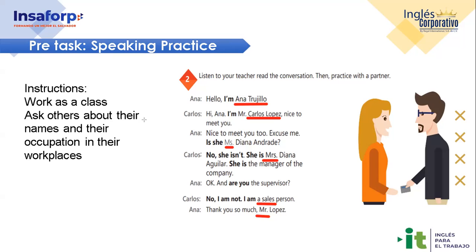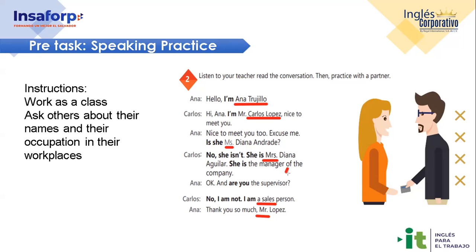Hello, I am Johnny Silva. Hi, Johnny. I am Mr. Carlos Lopez. Nice to meet you. Nice to meet you too. Excuse me, is she Mrs. Diana Andrade? No, she's not. She is Mrs. Diana Aguilar. She is the manager of the company. Okay. And are you the supervisor? No, I am not. I am a salesperson. Thank you so much, Mr. Lopez.